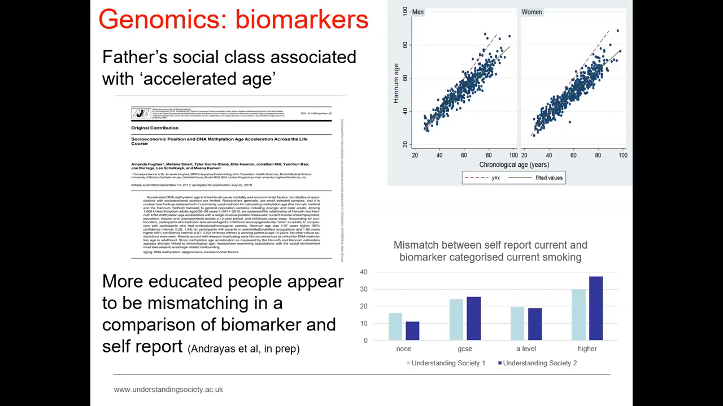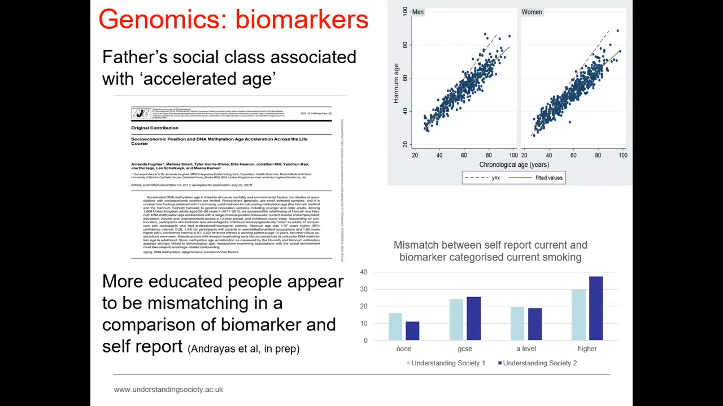We're also doing some work on how the biomarkers of smoking are functioning in Understanding Society. This is some unpublished work at the bottom here from a student in our program, who's looking at how biomarkers of smoking are associated with self-reported smoking in our data set, and what the predictors of mismatch are.